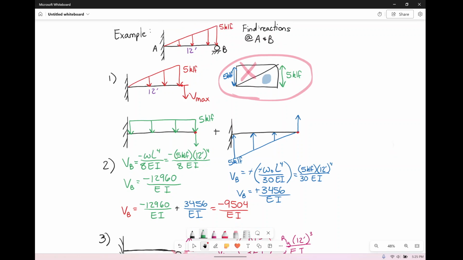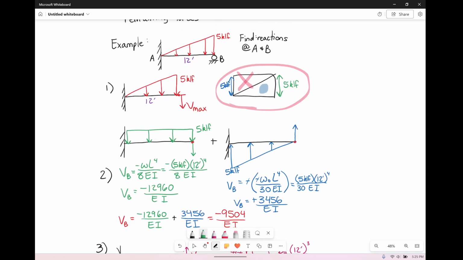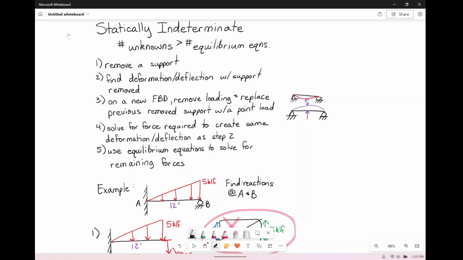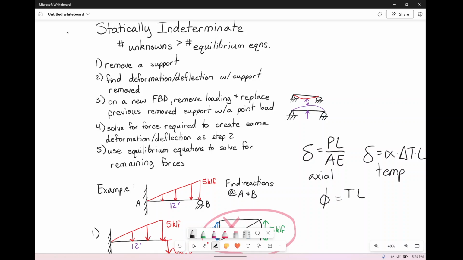You just, again, got to get creative with your superposition. But once you get creative with it, you find one force and la-di-da, there you go. So again, it doesn't just have to be deflection, it can be deformation. Deformation can be things like PL over AE if it's axial. It could be alpha times delta T times L if it's temperature. It can also be angle of twist, which was TL over JG. So there are a lot of different types of deformation that it could be. It could also just be deflection. So keep that in mind when doing statically indeterminate systems.